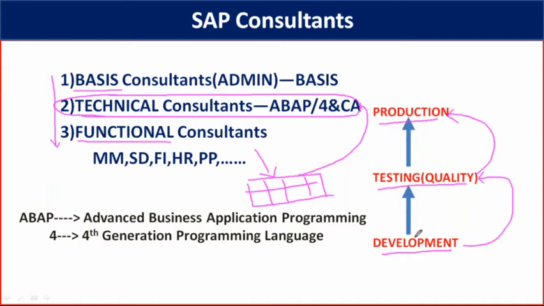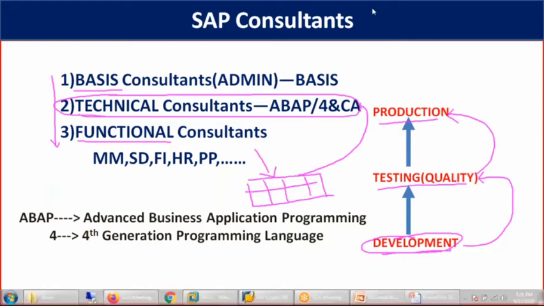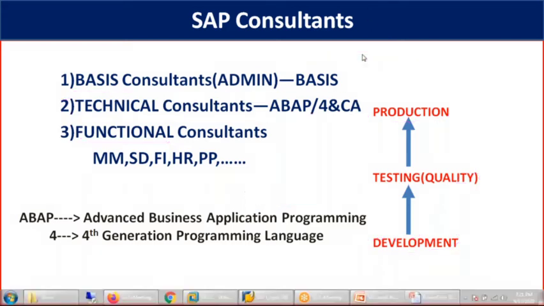So as an entry level ABAPer, you'll be working in development. You won't have access to quality or production. If you're a senior consultant, then yes, you'll get access to quality also. With your experience, you'll get all those accesses. But I'm talking about entry level ABAPers, who will be working in development only. So this is about the three areas.